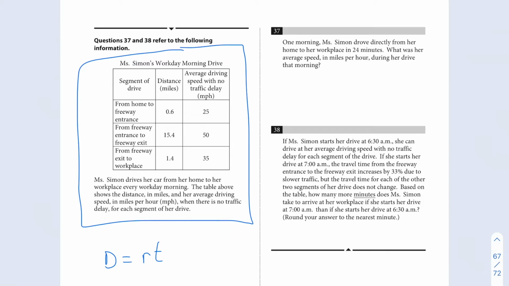So next it says, Miss Simon drives her car from her home to her workplace every workday morning. The table above shows the distance in miles and her average driving speed in miles per hour when there is no traffic delay for each segment of her drive. So keep in mind the one stipulation that they offer here is that this is specific to when there's no traffic delay. And if we're doing good anticipatory test taking, then we're thinking to ourselves that there might be a scenario. If these are the pieces of data for no traffic delay, they might ask us a question where they add in some type of traffic delay. So that's something we might anticipate and just be on the lookout for when we get to the actual question.